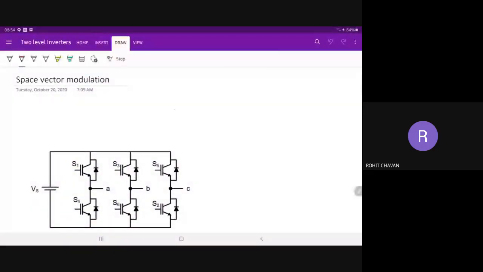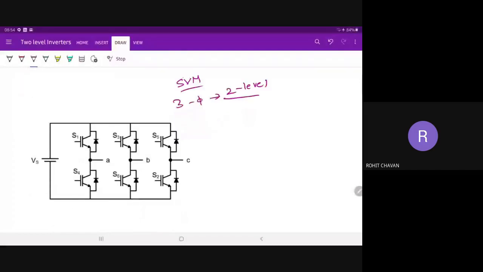That is implementation of space vector modulation to a three-phase two-level inverter. Okay, so this is our actual discussion. Let us assume that this is a three-phase inverter. This is a fictitious point O, an imaginary point O.